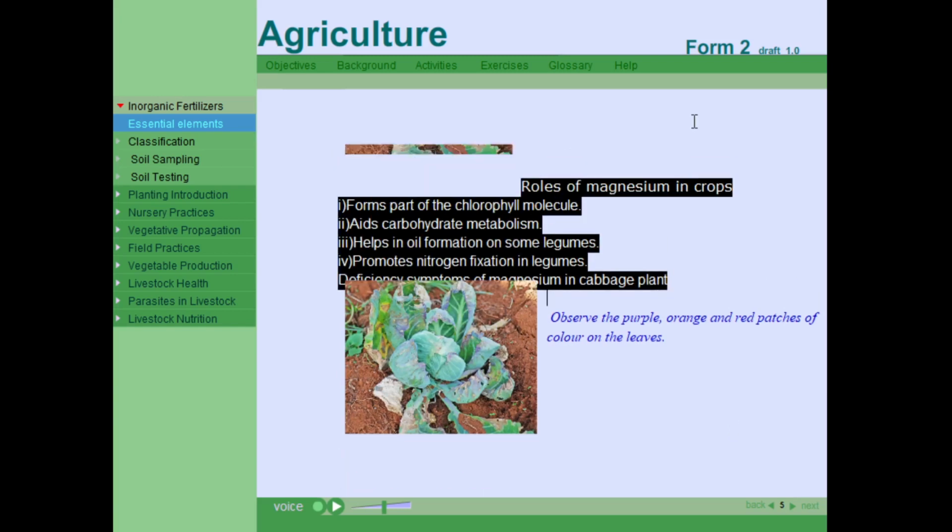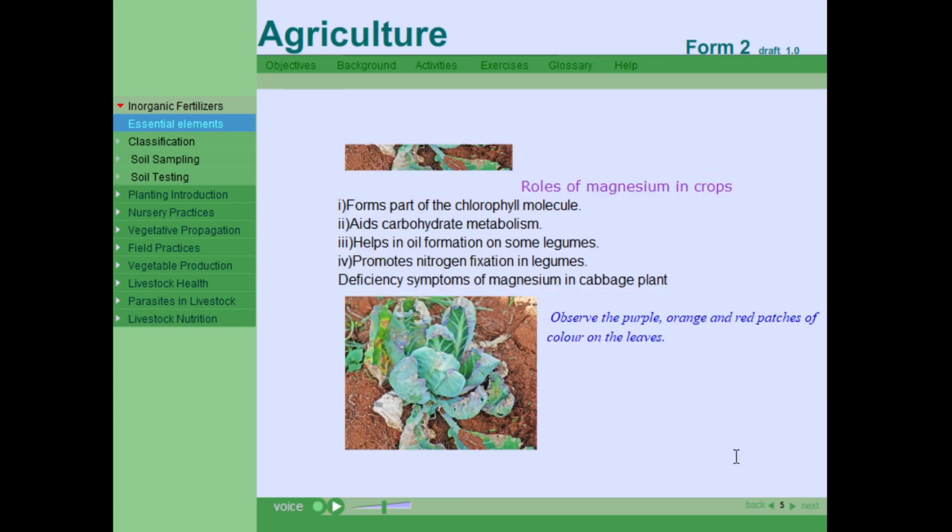Roles of magnesium in crops: forms part of chlorophyll, aids carbohydrate metabolism, helps in oil formation on some legumes, promotes nitrogen fixation in legumes. Deficiency symptoms of magnesium in oranges: observe the purple, orange and red patches of color on the leaves.